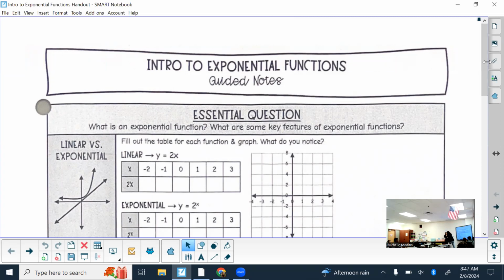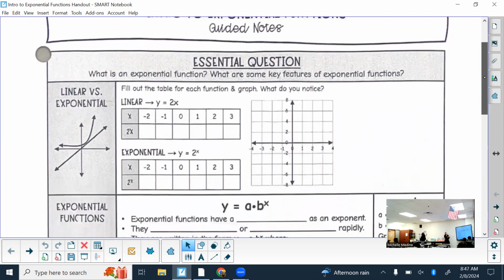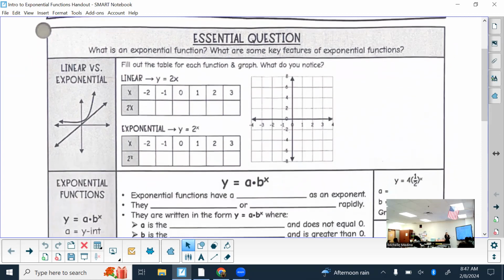So first, knowing the difference between linear and exponential. Linear is like what you learned probably in middle school. Those straight lines that give you equations that look like y equals mx plus b. That's our linear. Our exponential functions have an equation that looks more like this. Y equals a times b to the x.